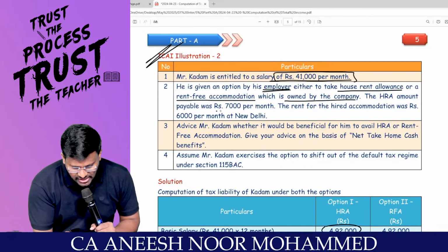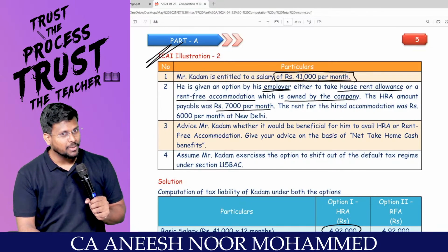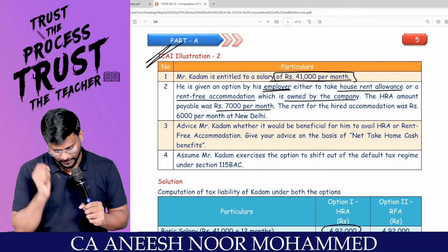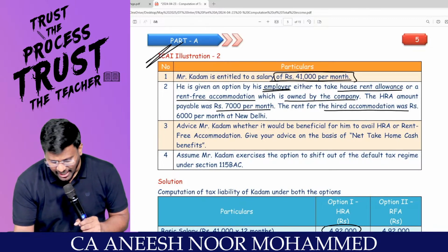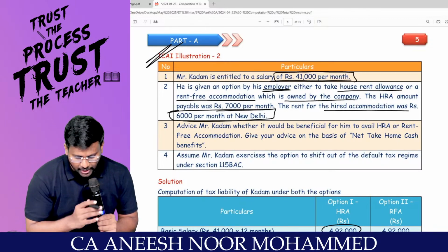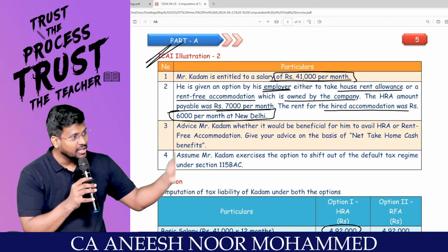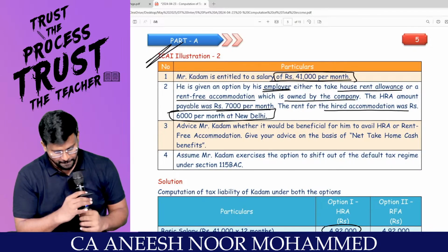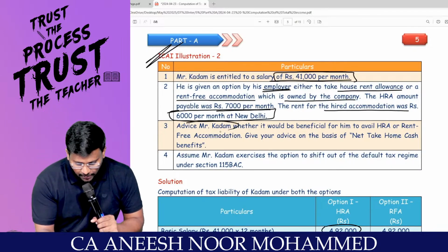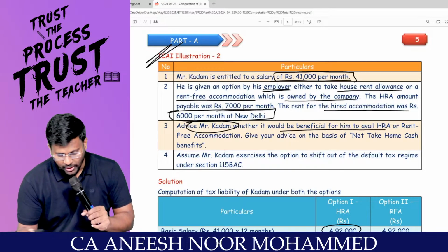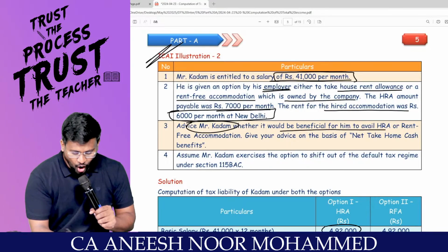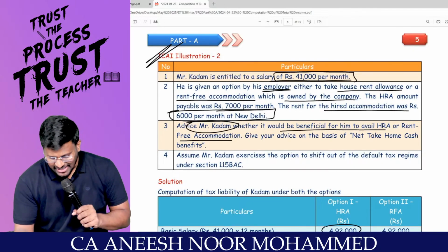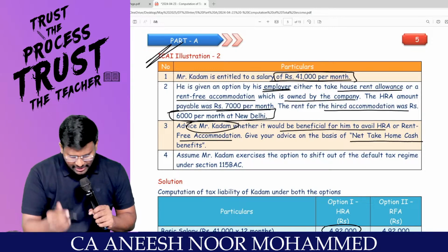HRA amount payable was 7,000 rupees per month. Company will pay 7,000 rupees as HRA. With this 7,000 rupees, you have to find out a house. The rent for the hired accommodation was 6,000 per month at New Delhi. In New Delhi, accommodation per month is 6,000 rupees. Still, you can enjoy 1,000 rupees with pani puri. Advise Mr. Kadam whether it would be beneficial to him to avail HRA or rent-free accommodation. Give your advice, please, on the basis of the net take-home cash benefit.